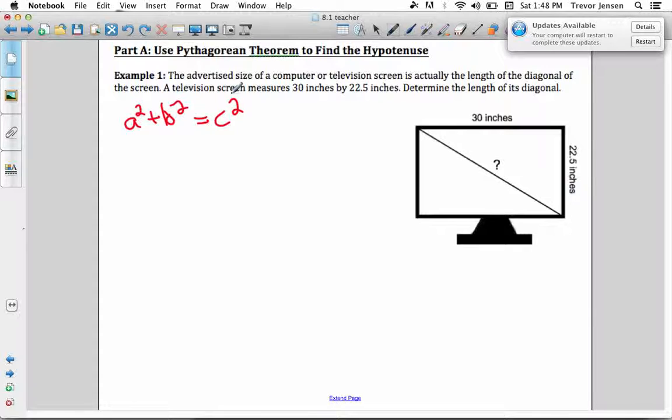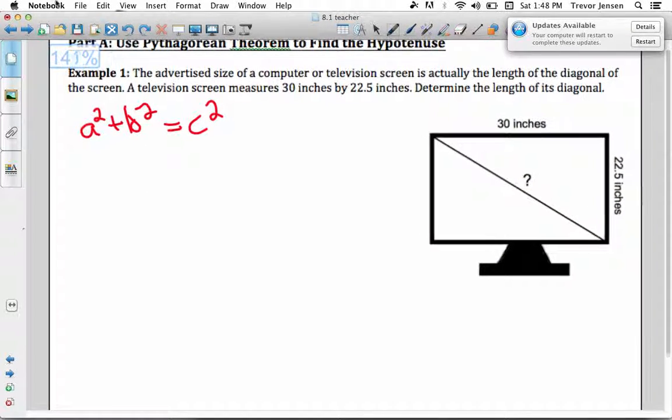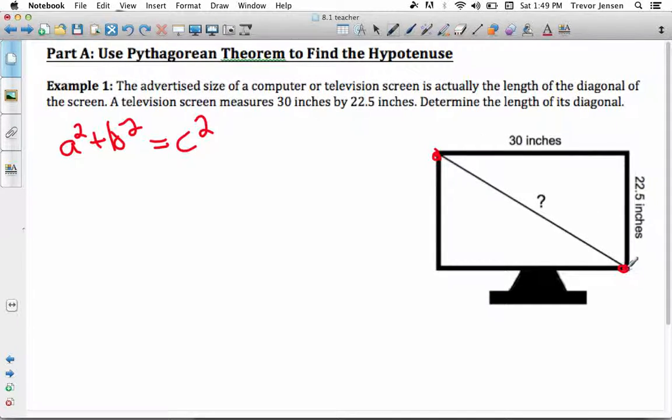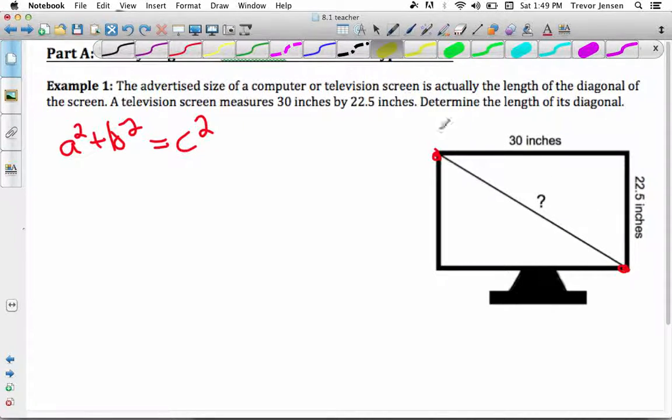Okay, so let's read this question. I'll zoom in on it a bit. Example 1. The advertised size of a computer or television screen is actually the length of the diagonal of the screen. So whenever you see a computer screen or a television advertised, let's say you're buying a TV that is 50 inches in size, what that's telling you is that the diagonal, or the length from one corner to the other corner of the TV, is actually 50 inches.